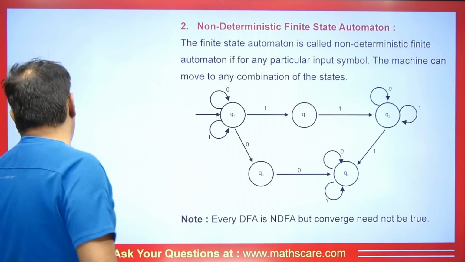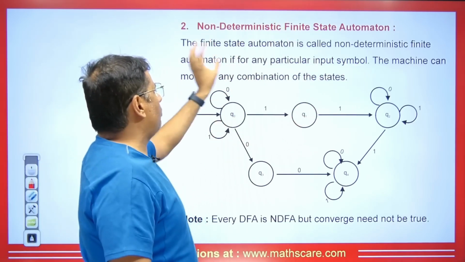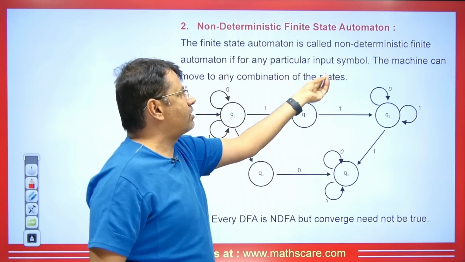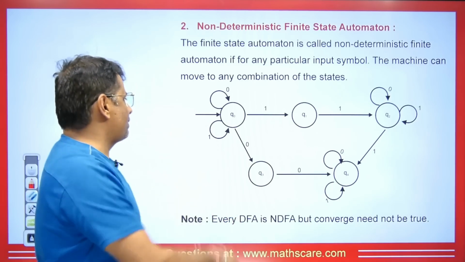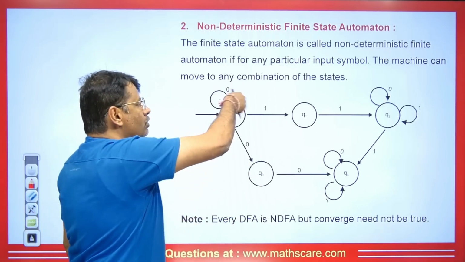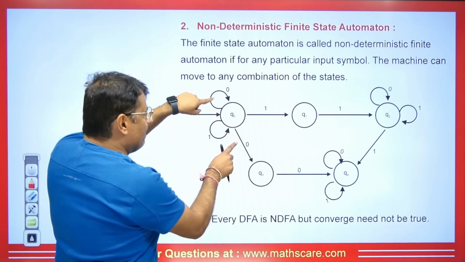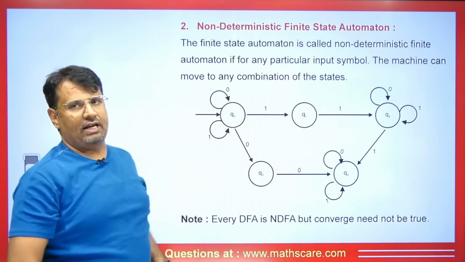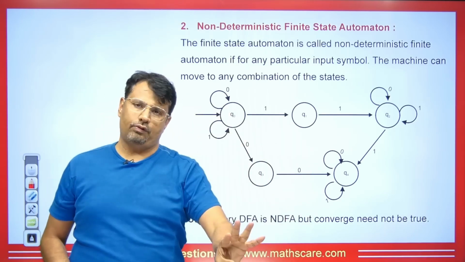I tried to tell you this about NDFA. The finite state automata is called non-deterministic finite state automata if, for any particular input symbol, the machine can move to any combination of the states. Now look, it is going to Q0 on the input 0 and it is also going to Q3 on 0 input. It is going to different states on the same input, which is known as NDFA. In these types of cases, it would be called NDFA.